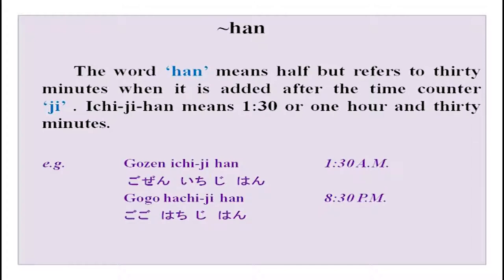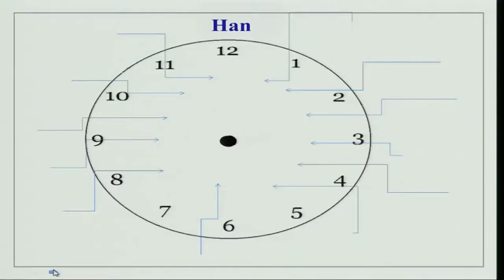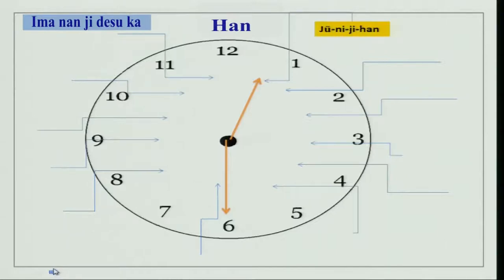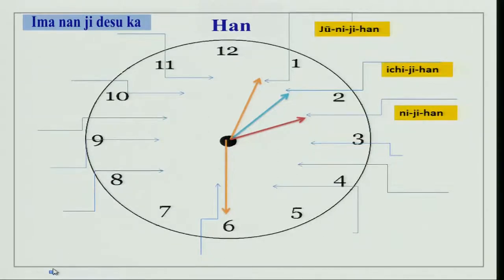Well, you can practice this again with your partner. You can show time and then answer. Okay, so now you can practice han over here with your partner. You can show what time it is and you can also tell after that. Now you could say ima nanji desu ka? Ima juniji han desu. Ima nanji desu ka? Ima ichiji han desu. Ima nanji desu ka? Ima niji han desu. So you can continue practicing like this with your partner.